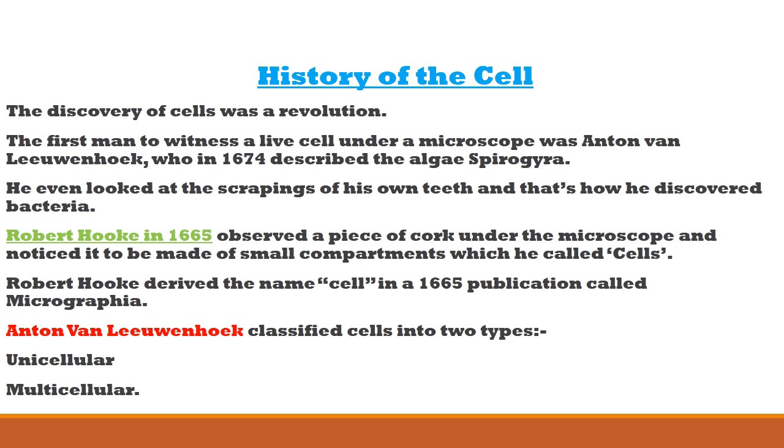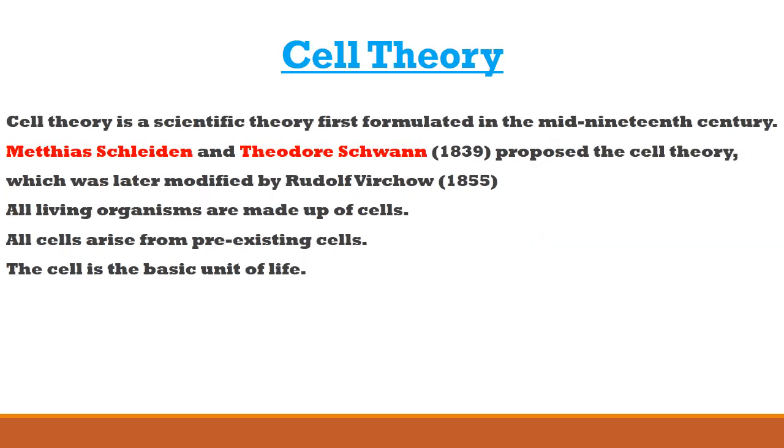According to Leeuwenhoek, he classified cells into two types, unicellular and multicellular. Cell theory. Cell theory was given by Schleiden and Schwann. Schleiden was a botanist and Schwann was a zoologist. In 1839, this theory was proposed by these two scientists. But in 1855, Rudolf Virchow modified this theory.